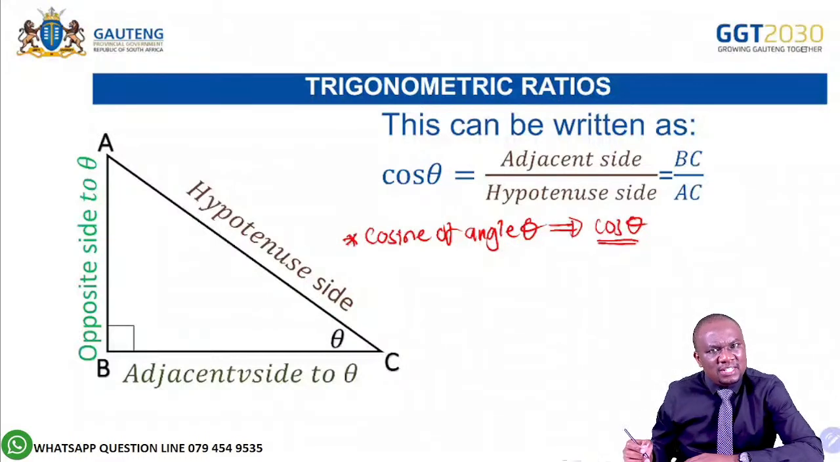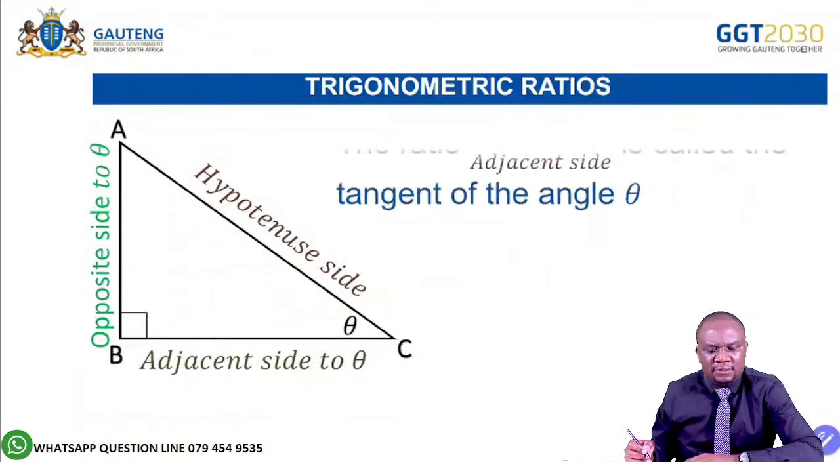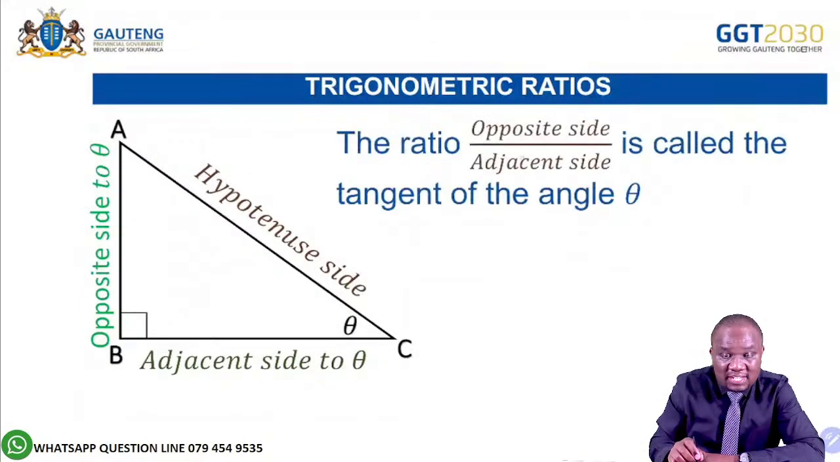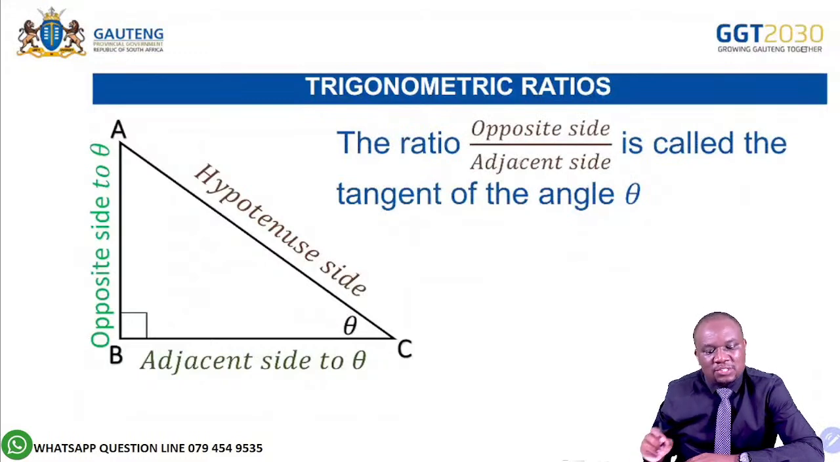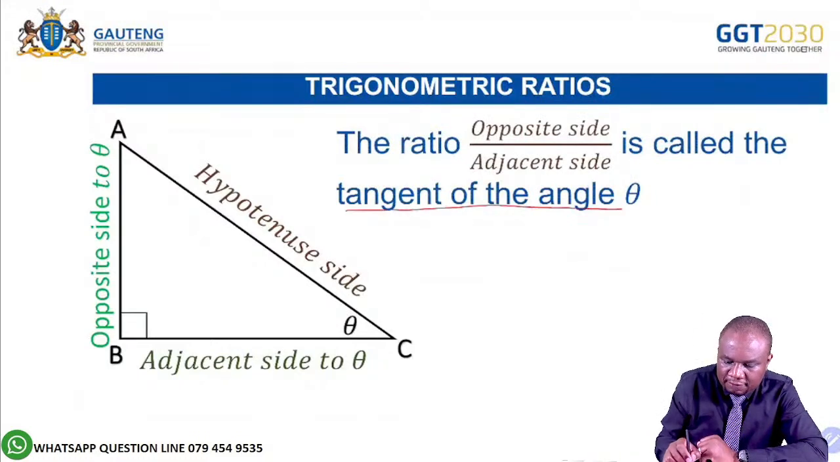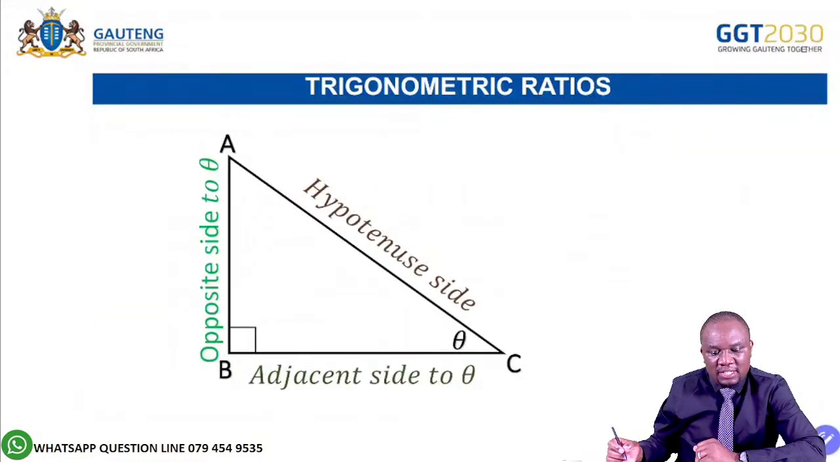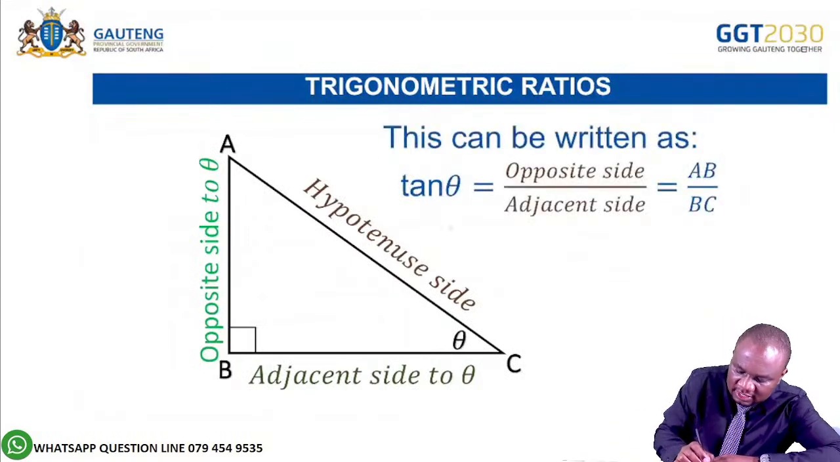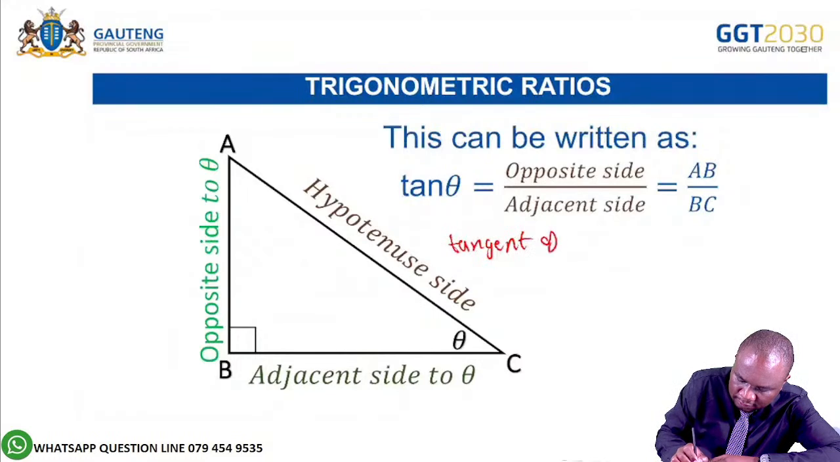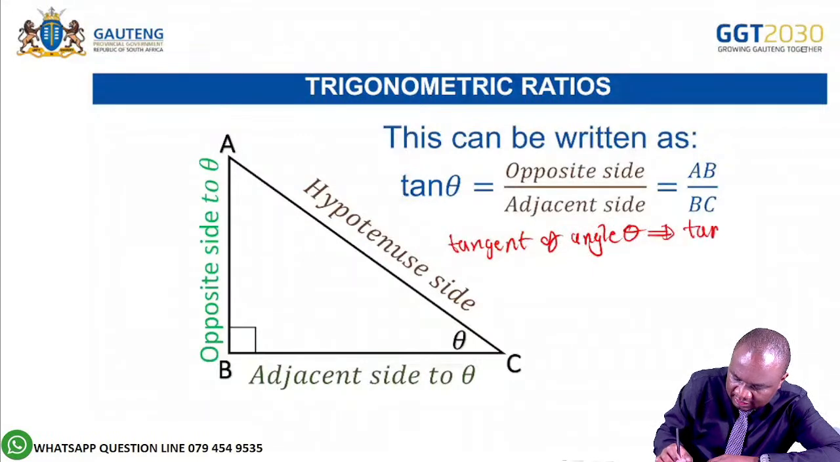Right, let's go to the next one. How do we write tangent of angle theta? The ratio opposite side over adjacent side is called tangent of angle theta. How do we write that? We just say tangent of angle theta. We write it like, we say tan theta.